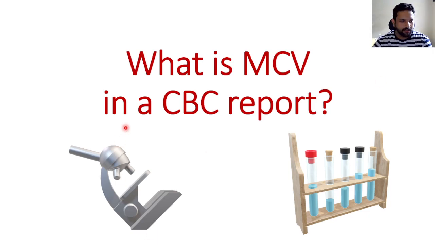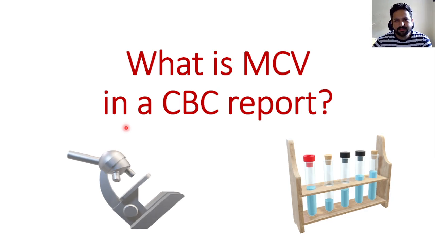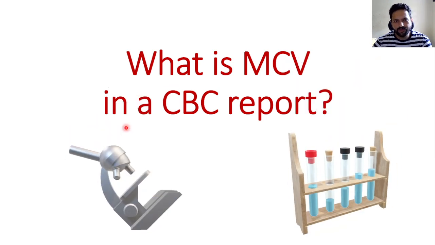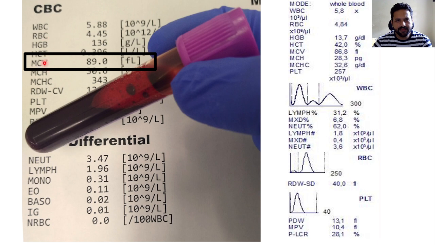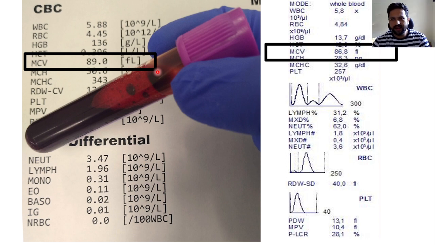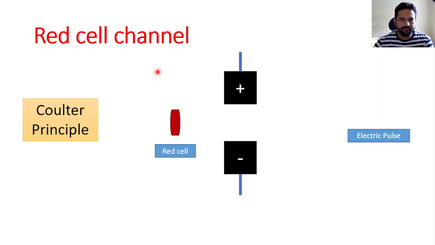Hello everyone, and now we are going to see what is MCV in a CBC report. MCV is nothing but mean corpuscular volume. So when you get your report, you see that the MCV is being reported in femtoliters in a CBC report. Now, how is this MCV derived and why is it very important?